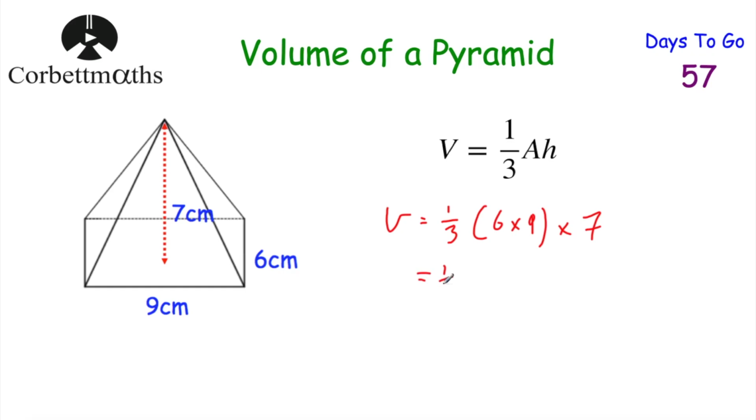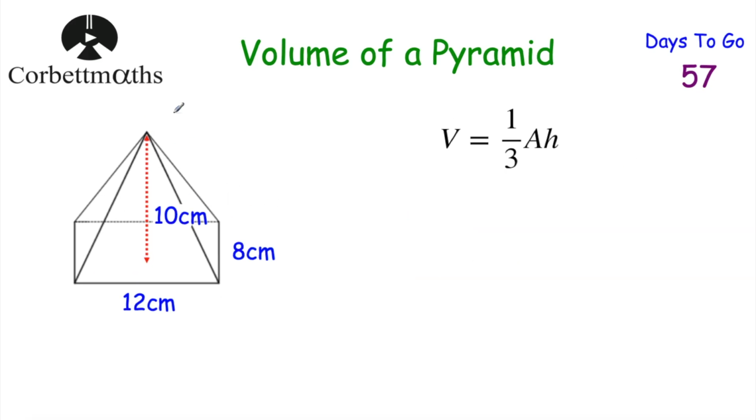So we would do a third, and 6 times 9 is equal to 54, and then we would multiply by 7. Here we could do 54 multiplied by 7 and then divide by 3, or I'm going to do a third of 54 and then multiply by 7. So 54 divided by 3 is equal to 18. So we've got 18 multiplied by 7, which is equal to 126. So the volume of this pyramid would be 126 centimeters cubed, and that's it. To find the volume of a pyramid, you do a third the area of the base and then multiply by the height.